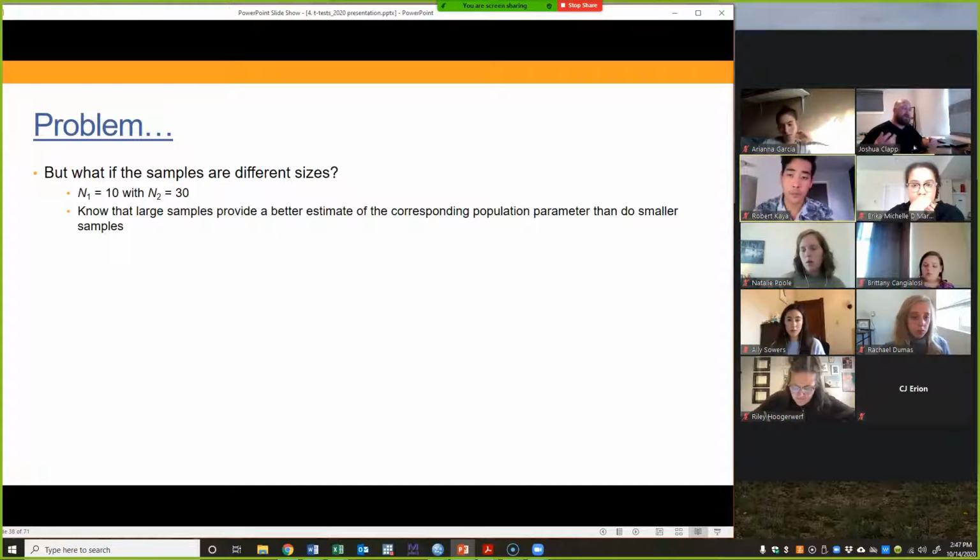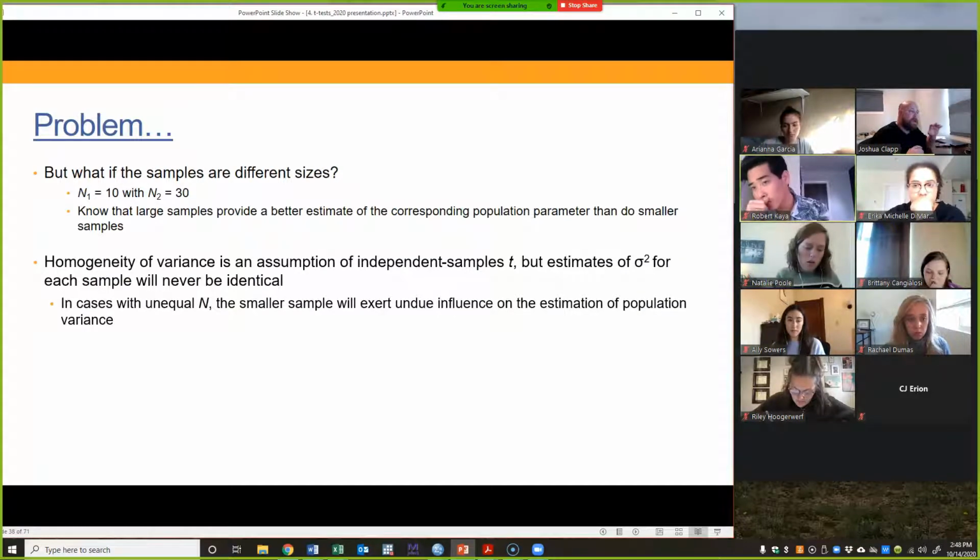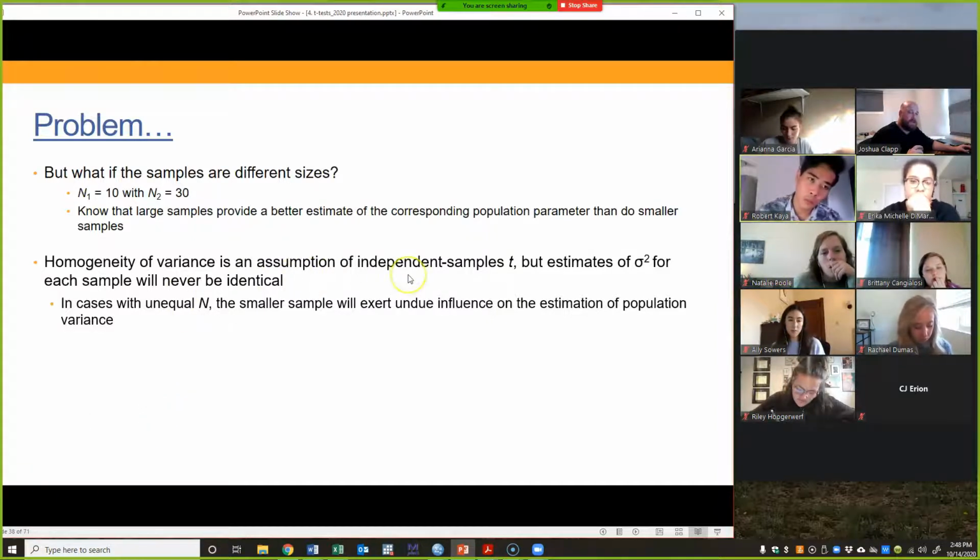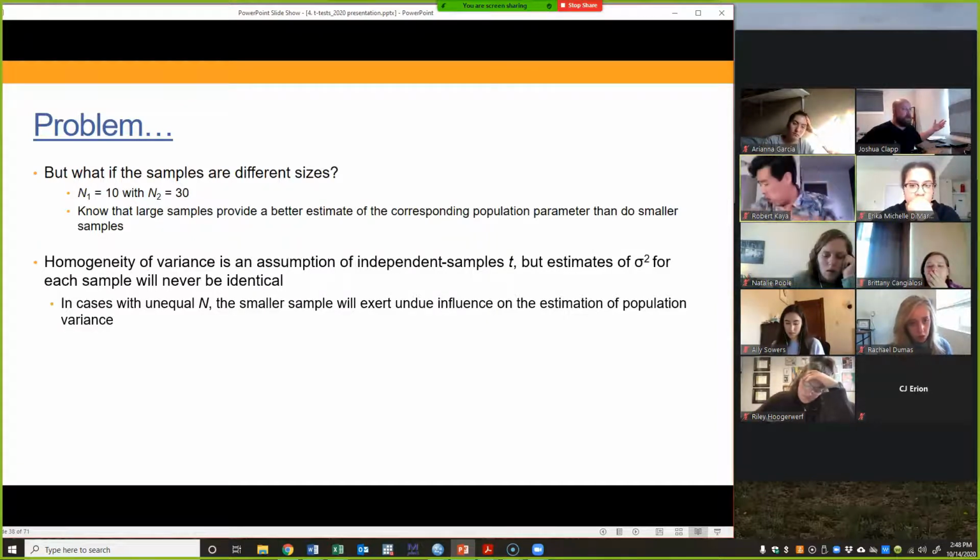But if I have unequal samples, my sample from population 1 and my sample from population 2 are not equal, so I've got a difference in precision in my two estimates. Now, the homogeneity of variance assumption for the independent samples t-test says that population A and population B have equal variance. So technically, from a theoretical standpoint, it doesn't matter. But in applied work, those sample variances are never going to be identical. They're always going to be a little bit different.